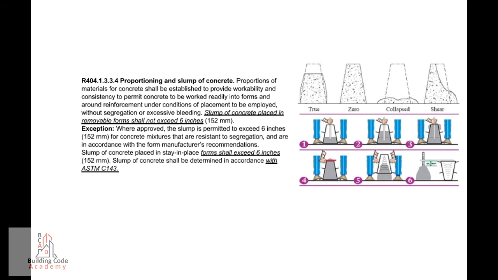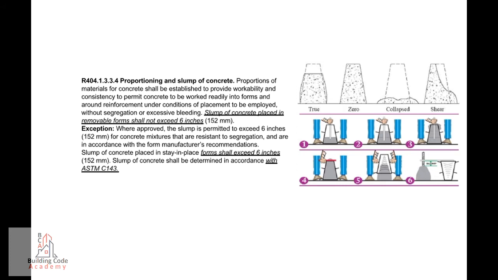R404.1.3.3.4 Proportioning and slump of concrete. Proportions of materials for concrete shall be established to provide workability and consistency to permit concrete to be worked readily into forms and around reinforcement under conditions of placement to be employed without segregation or excessive bleeding. Slump of concrete placed in removable forms shall not exceed 6 inches, 152 millimeters.